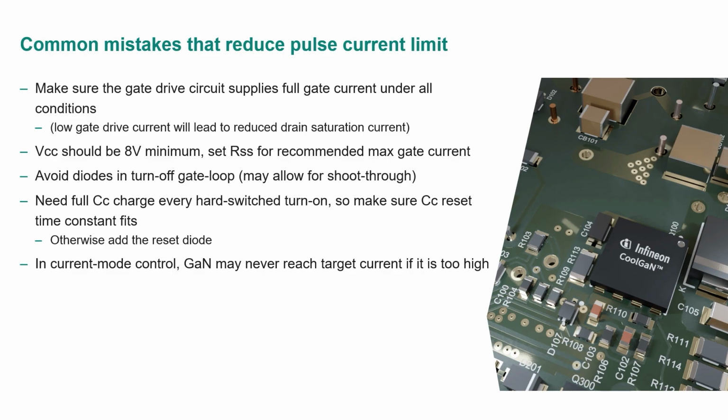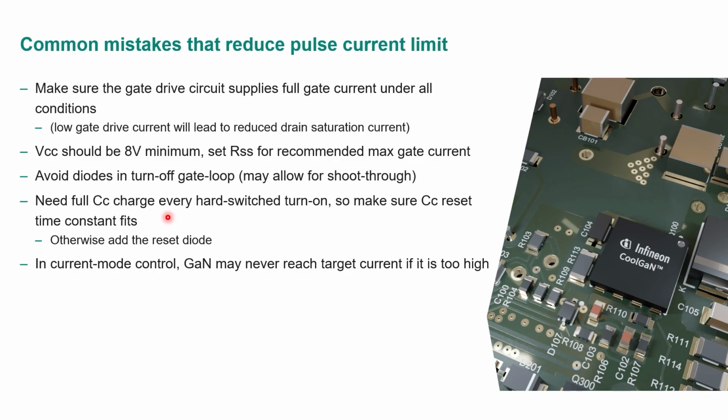One of the most common is not driving the gate hard enough. We should also avoid diodes in the turn-off loop, or that will lead to what I just showed you, the spurious turn-on. And we need to make sure that we reset the capacitor in the RC network every turn-on cycle.